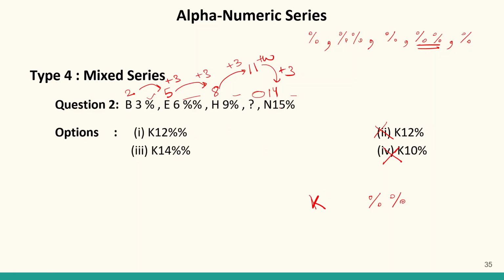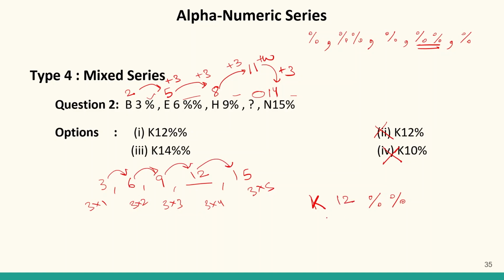So our option depends on the numbers now. In numbers, I can see that these are multiples of 3. 3 into 1 is 3. So we have to find 3 into 4, which is 12, and 3 into 5. Or you can see these are increasing by 3: plus 3, plus 3, plus 3, plus 3. So here we get 12. So K12 and double the symbols. So this will be your answer. Option 1 will be your answer to such alphanumeric series.